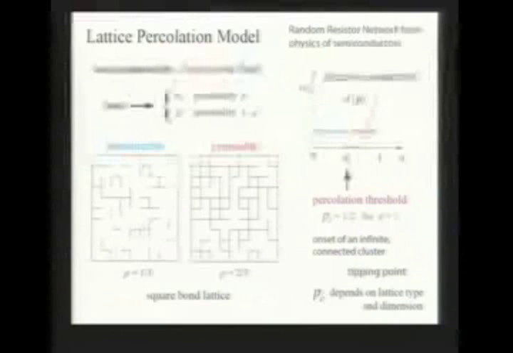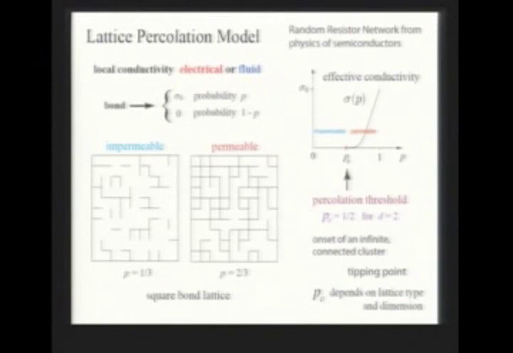Here, p equals 1/3. Here's sort of impermeable ice. The fluid tries to get through, but there's no connected pathway. Here's permeable ice at 2/3. It might be a tortuous pathway, but it gets through. For the effective conductivity, there's no conductivity below this threshold, which is 1/2.